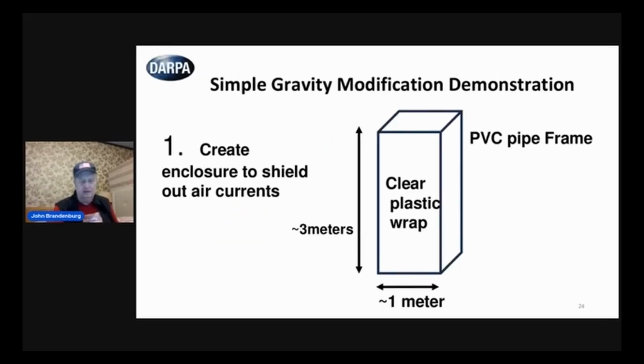To create the enclosure, we just got some PVC pipe and put clear plastic painting cloth wrapped around it, secured by tape. So we would have a nice phone booth sized thing where there would be still air, isolated from any air currents.